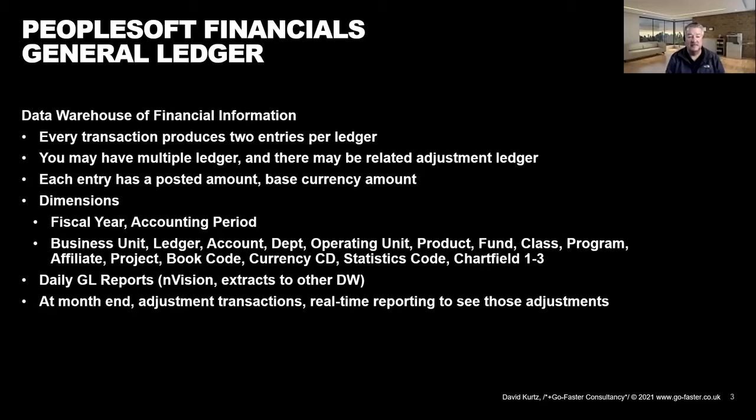So each entry, each row in the ledger, is a fact. It has an amount. It might be in several currencies. And there will be dimensions. There will be time, fiscal year, accounting period. And then there is a whole raft of other dimensions. And not everyone uses each dimension. And in PeopleSoft, you've got these chart fields 1 to 3, which are custom dimensions, which are some attribute of your business, and they can be different from client to client, user to user.